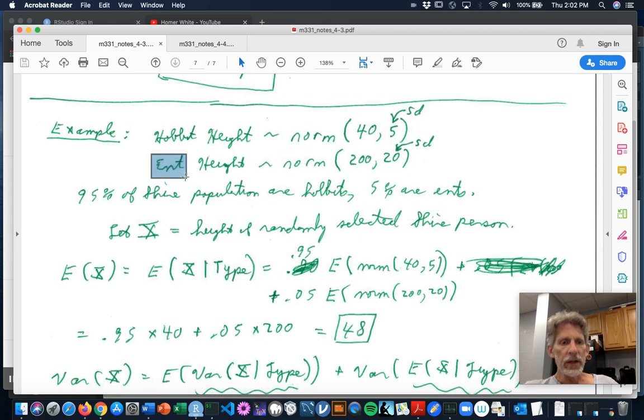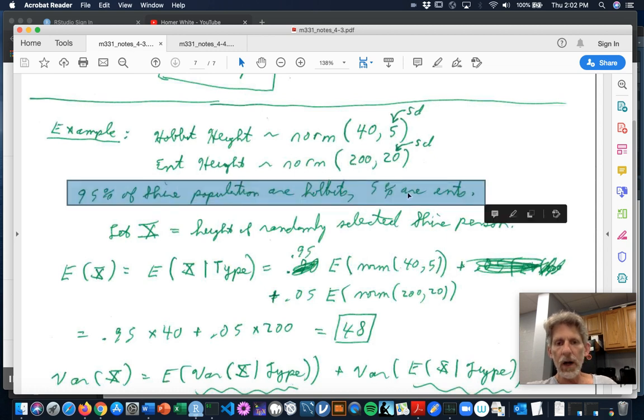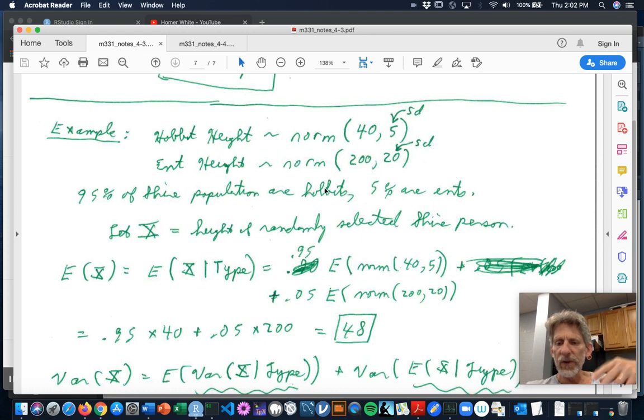And there's also Ents in the Lord of the Rings, and they're tall, tall tree creatures, you know. Let's say that their heights are bell-shaped distributed with an average of 200 inches, give or take 20 or so in either direction, standard deviation of 20. And let's say it's the Shire. And in the Shire, 95% of the inhabitants are hobbits. And the other 5% are Ents who have immigrated to the Shire because they like the nice foresty gardeny quality of the Shire. 5% of them are Ents. Okay?